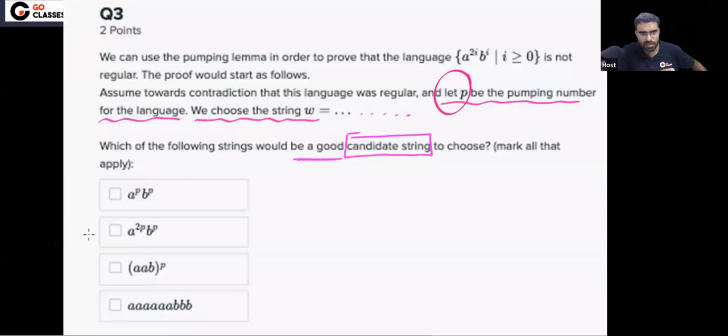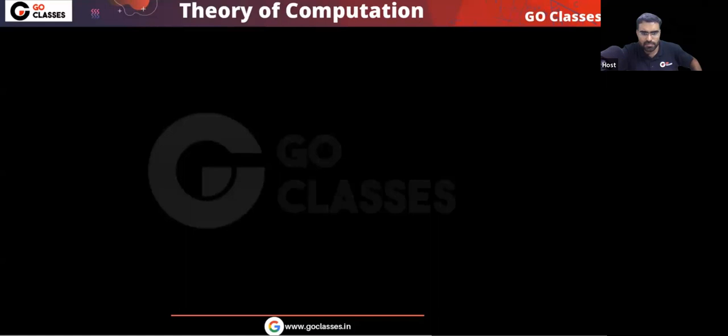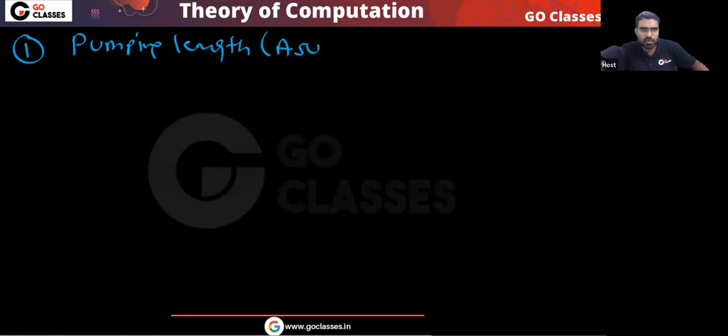Now let's solve it. Let's see this: A power P, B power P. Will it violate? Let's start with A power P, B power P. Remember your pumping lemma, what pumping length have we assumed? That is P. We have assumed P.